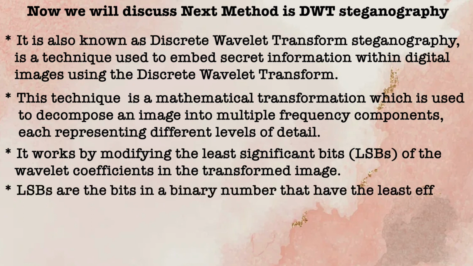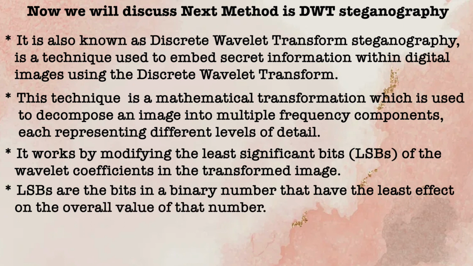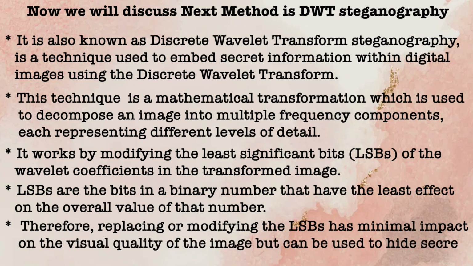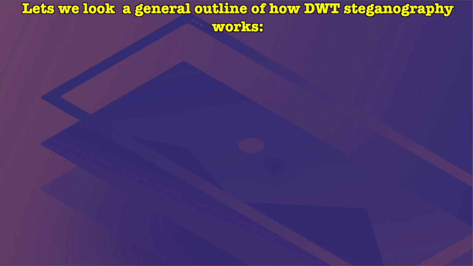The LSBs are bits in a binary number that have the least effect on the overall value of that number. Therefore, replacing or modifying the least significant bits has minimal impact on the visual quality of the image but can be used to hide secret information. Let's look at a general outline of how DWT steganography works.